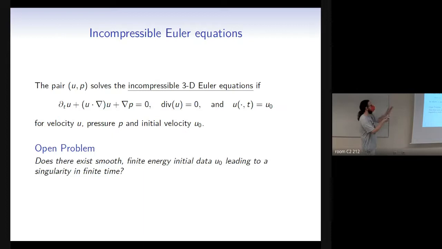And the question here, the 250-year-old question, is: if I start with an initial velocity which is smooth, let's say finite energy, will I have finite time blowup? In other words, will some quantity, some magnitude related to the velocity, become infinite in finite time? This is the type of problem that people are trying to understand, and so far, no success. Some candidates have been proposed, but no theorem, of course.